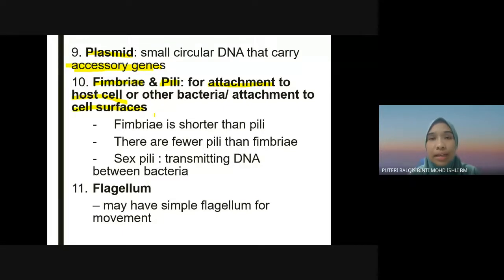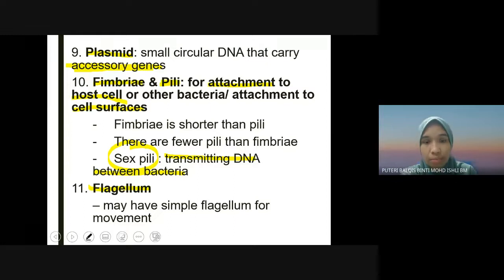Fimbriae is shorter than pili, so nanti kalau soalan bagi gambar kan, awak tengok kalau ada yang pendek tu adalah fimbriae, panjang sikit adalah pili, and also ada sex pili. Sex pili adalah untuk transmit DNA between bacteria. So kita nak hantar DNA daripada satu bakteria ke satu bakteria lain melalui sex pili. And then we have flagellum singular, flagella plural. So kalau soalan bagi gambar, make sure you label dengan betul. Okay, flagellum function dia untuk movement.